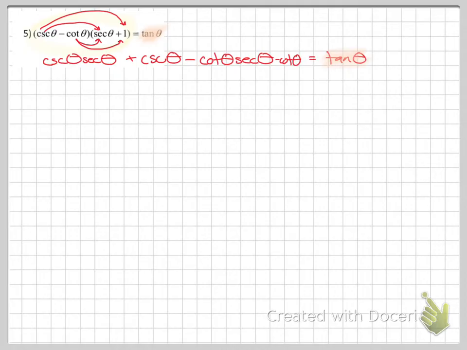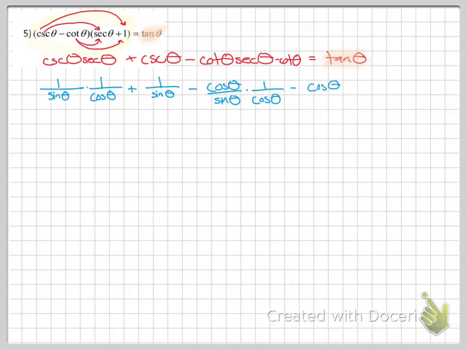So for example, cosecant. Cosecant is the reciprocal of sine, so I can replace it with 1 over sine theta times. Secant is the reciprocal of cosine, so I can replace it with 1 over cosine. Pause the video and see if you can finish replacing every piece with something that only has sines and cosines in it. Cotangent is cosine over sine. But do not change the right-hand side.